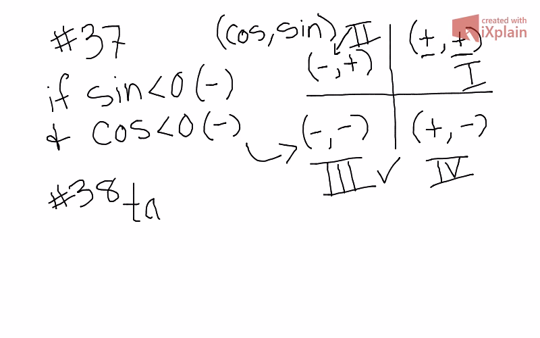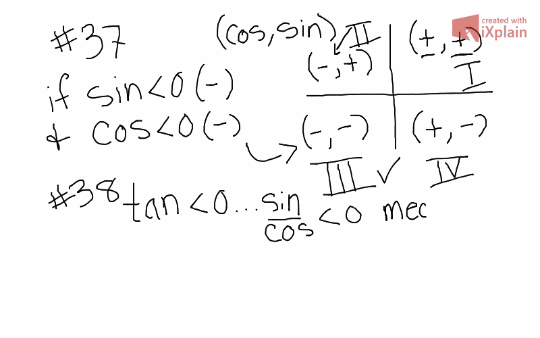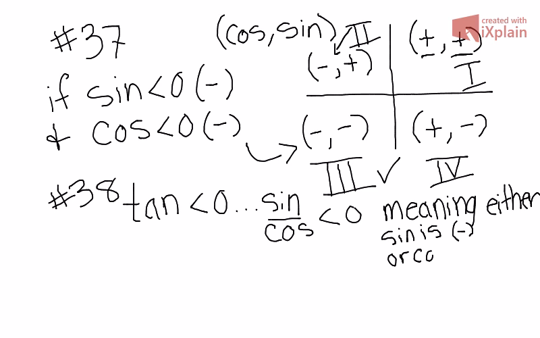Okay. So for number 38, it's very similar, right? We have the tangent has to be less than 0. Well, what is tangent, right? Tangent is the same thing as sine over cosine. We learned that before. So we know that the sine over the cosine has to be less than 0. Well, if that's the case, then that means that what? Either sine has to be negative or cosine has to be negative. If they're both negative, then we have a negative divided by a negative, which is actually a positive. And if they're both positive, same thing, comes out to be positive. So one of those two has to be negative, okay?